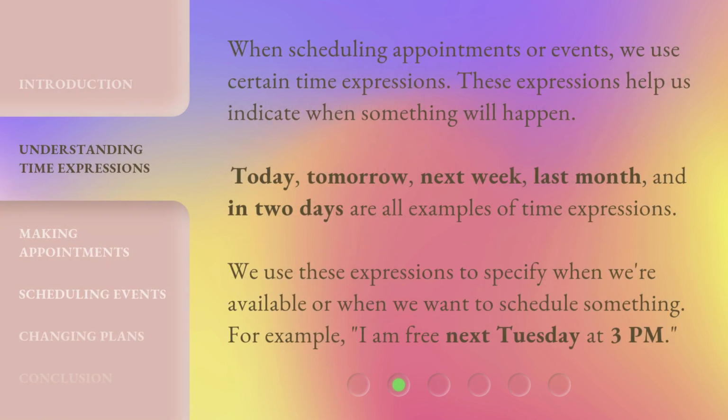When scheduling appointments or events, we use certain time expressions. These expressions help us indicate when something will happen. Today, tomorrow, next week, last month, and in 2 days are all examples of time expressions. We use these expressions to specify when we're available or when we want to schedule something. For example, I am free next Tuesday at 3 p.m.